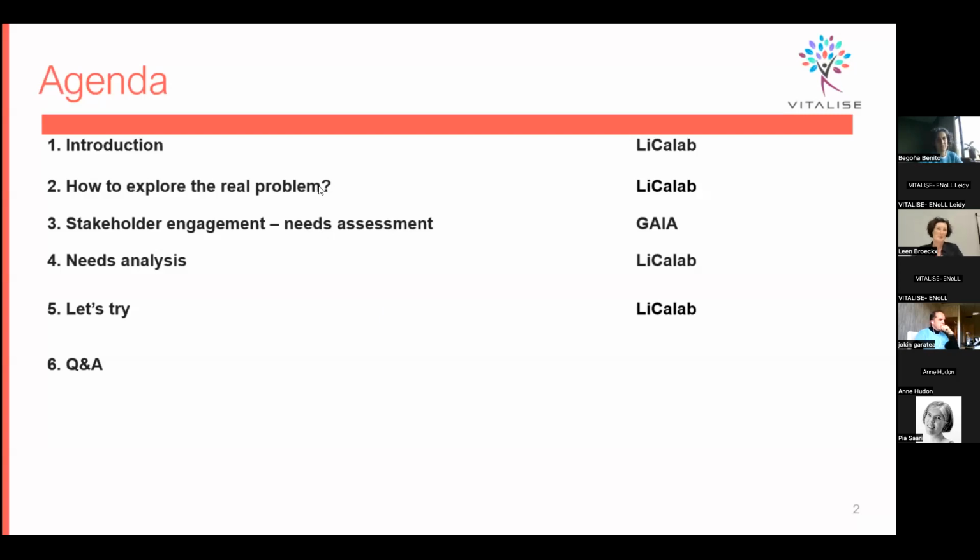Okay. So the agenda for this afternoon is as follows. After a short introduction, we want to explore how you can explore the real problem. Then Joaquin will tell us more about stakeholder engagement and needs assessment. We dive a bit into needs analysis, and we have a very short exercise prepared for you.